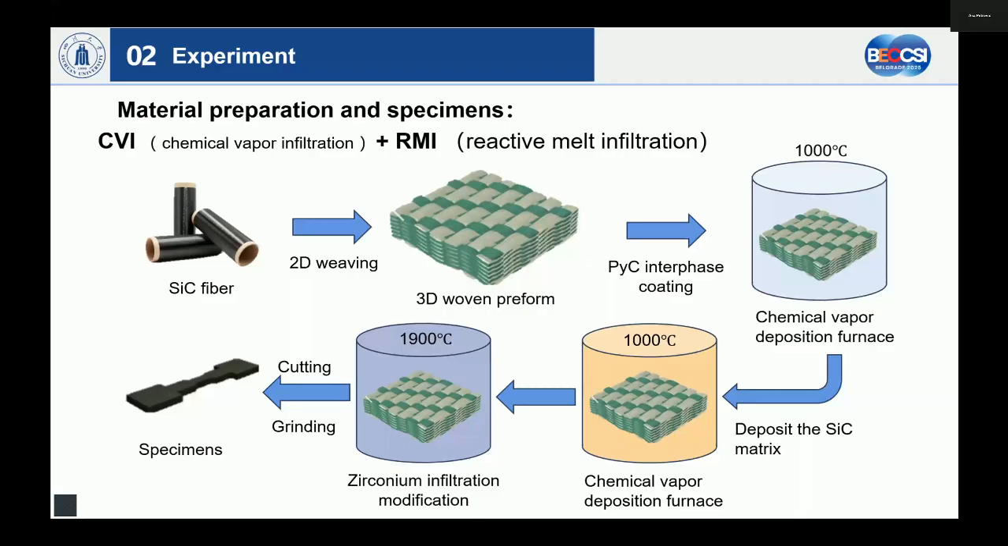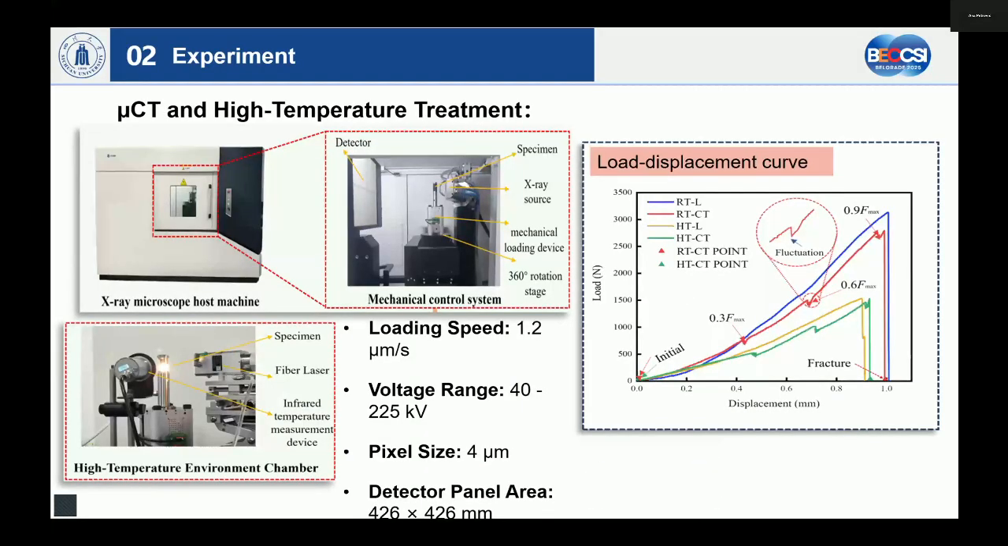After that, we did zirconium infiltration modification, and then infiltration at 1900 degrees. Finally, we prepared the specimens by cutting and grinding. Then we used the samples to carry out subsequent experiments.